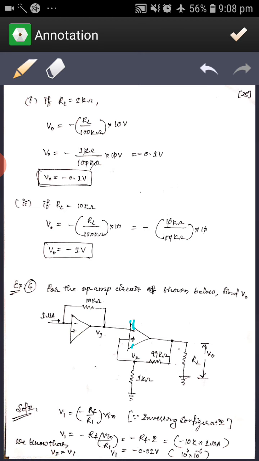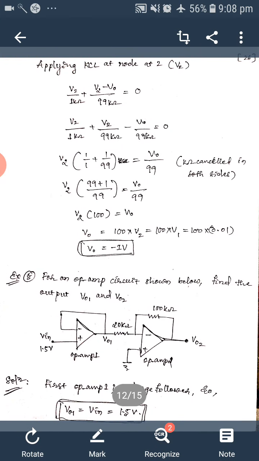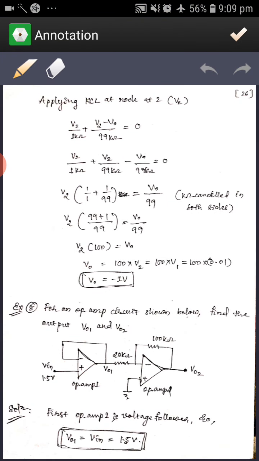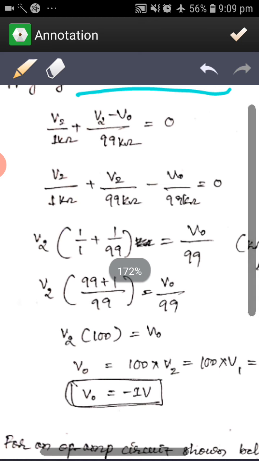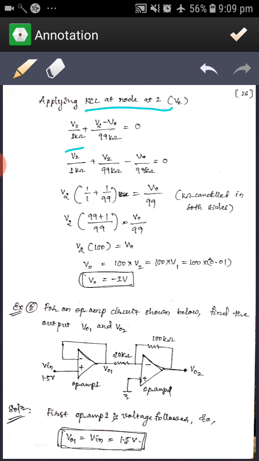Now we know that V2 is equal to V1, so we can assume V2 is the same value. As this is not matching with the inverting amplifier, we need to apply KCL at node 2. That is V2 divided by 1 kilo ohm plus V2 minus V0 divided by 99k.